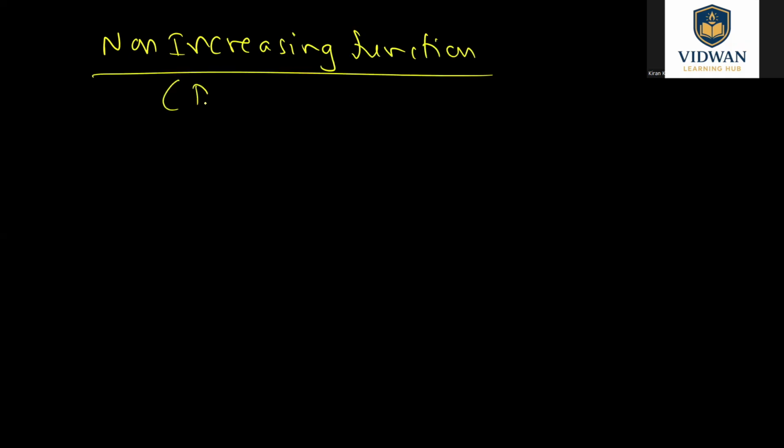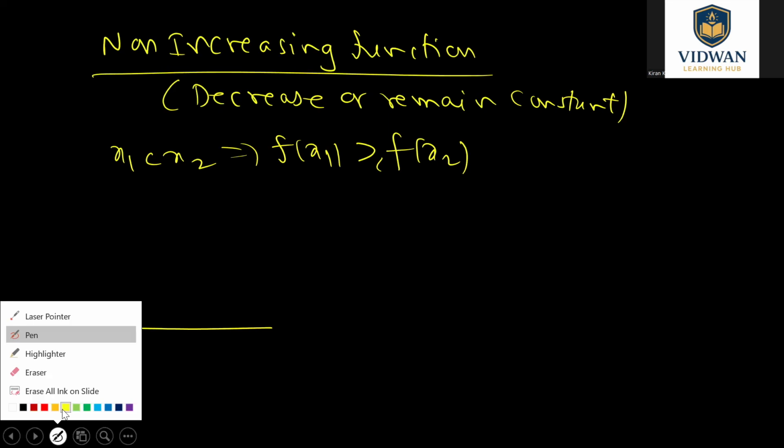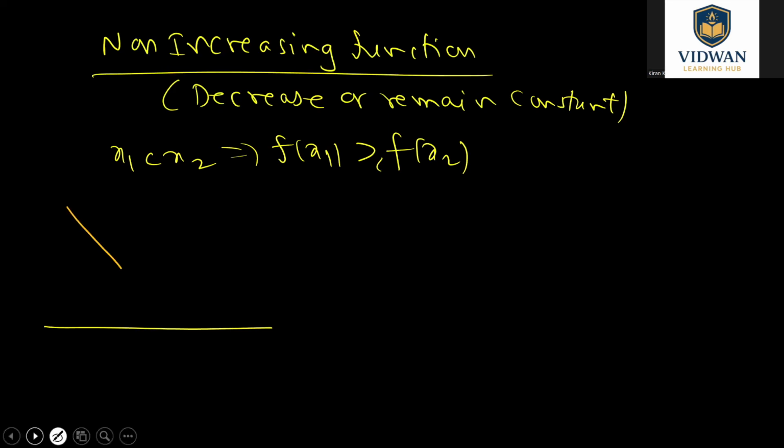Then we have the last case, non-increasing. Non-increasing means it does not increase, which means either decrease or remain constant. So the criteria for this is, if x1 is less than x2, that implies f of x1 is greater than or equal to f of x2. So you can have some graphs like this. Decrease, remain constant, again decrease.